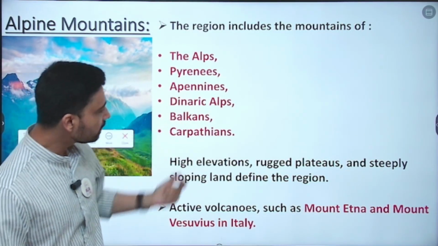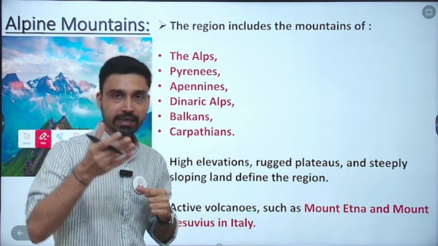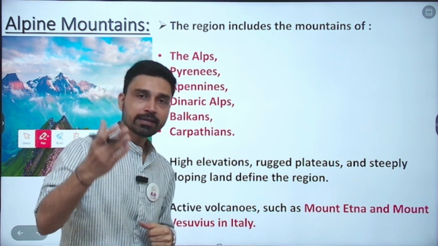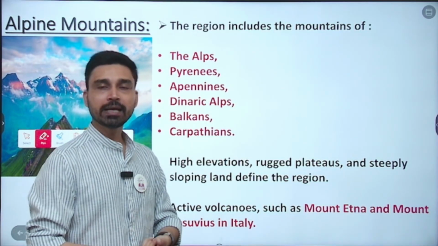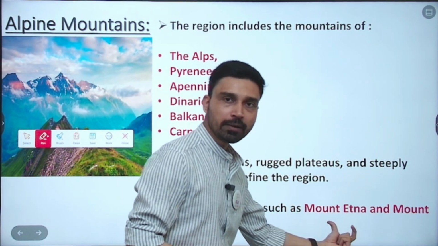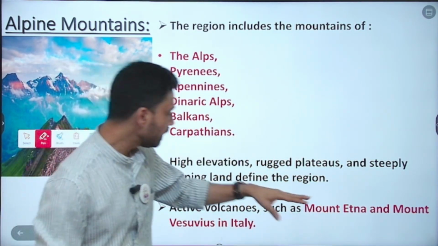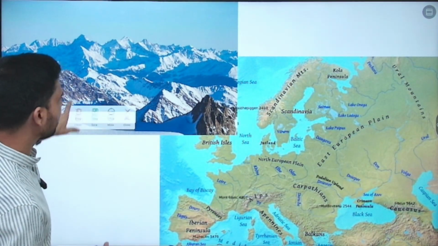Now if you go to the southern part of Alpine mountain, for example, we have discussed Apennines. Apennine is located actually in Italy, and the extension of Apennine is also where you have several active volcanoes. Like in Italy, 2 active volcanoes we can take here. Example, Mount Etna, that is in the Sicily island of Italy, and then we have Mount Vesuvius, which also is located and is part of Alpine.